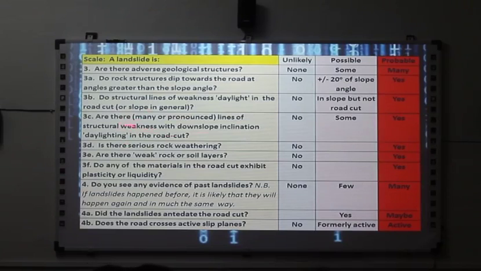Are there many lines? So there are lots of discontinuities in the rock that's tipping down towards the road. Have you got serious weathering?